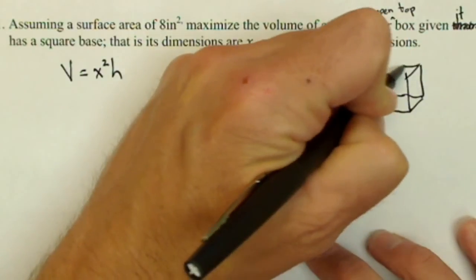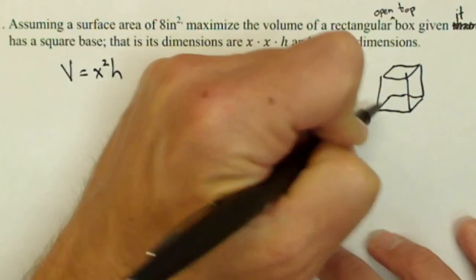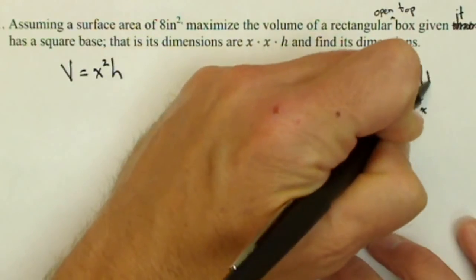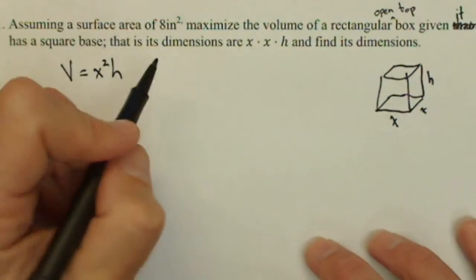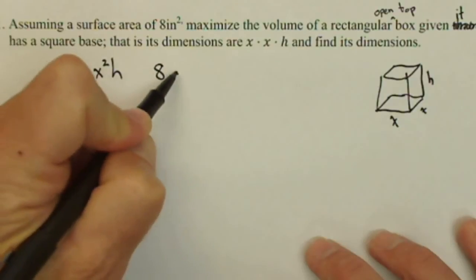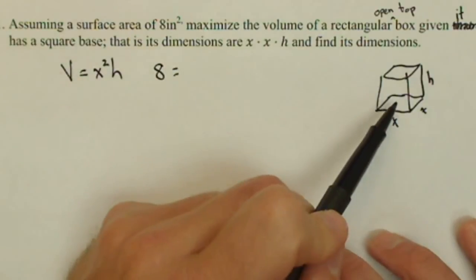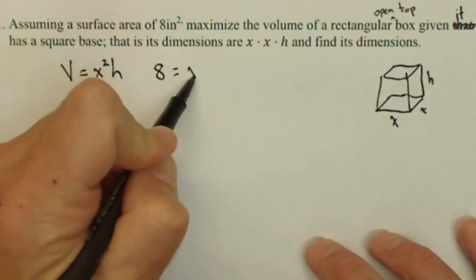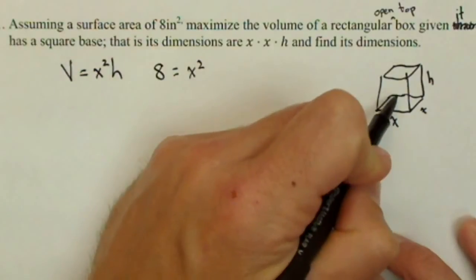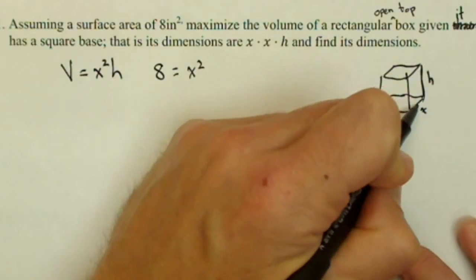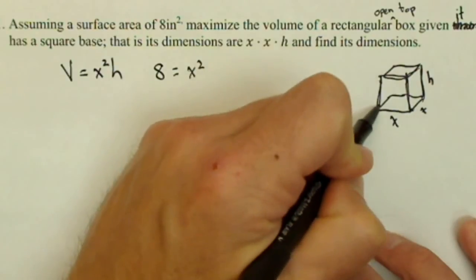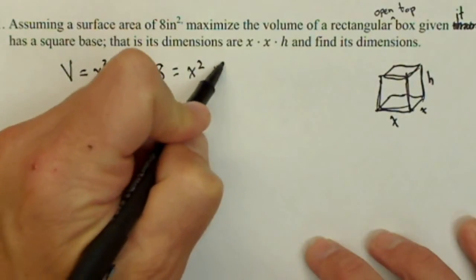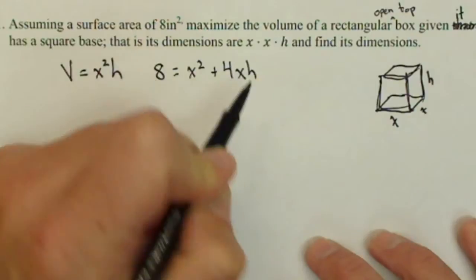If we draw a picture of our box, because it has a square base, we know that those dimensions are going to be the same, so x by x by h. And the surface area, which we know is 8, this is our constraint equation. Well, we've got a bottom there that's got an area of x squared. And notice each of the sides are going to be x by h, and there's 4 of them, so plus 4xh.